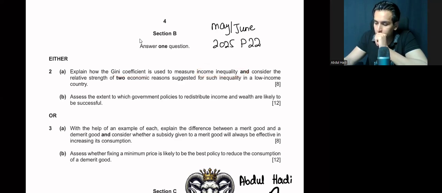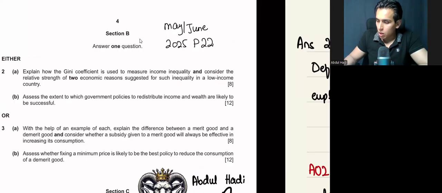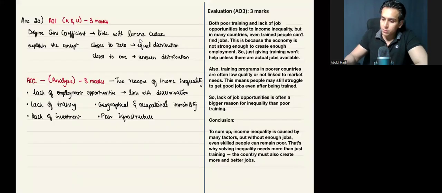And consider the relative strength of two economic reasons suggested for such inequality in a low income country. The focus here is on low income countries. And now the examiner is asking you what are the two economic reasons behind income inequality. All right, now let's move to the answer.